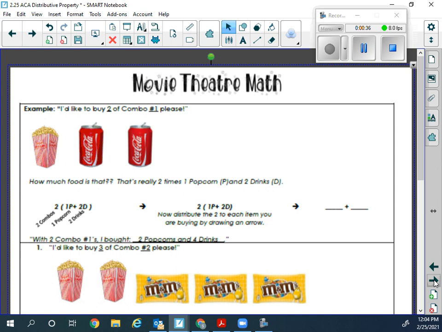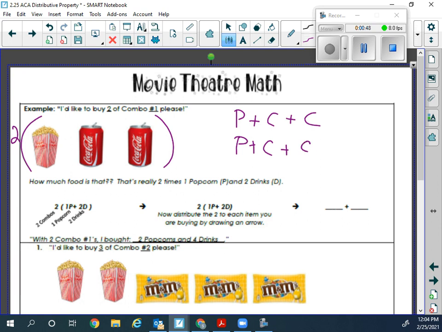So that means we would want this combination twice, right? So that means we would want popcorn and 2 Cokes, popcorn and 2 Cokes. So what would you end up with? What would you be walking away with? Yeah, 2 popcorns and 4 Cokes. Does everybody see where I got that from? Guys, I'm writing, you're writing.